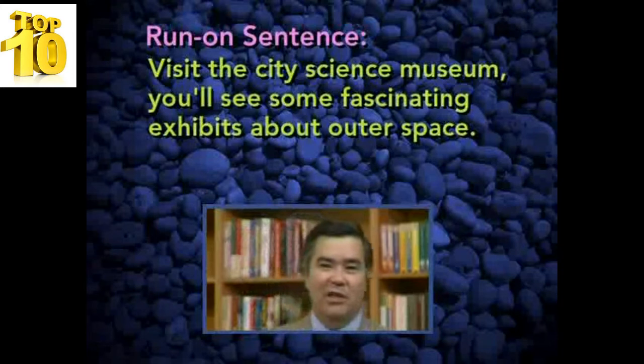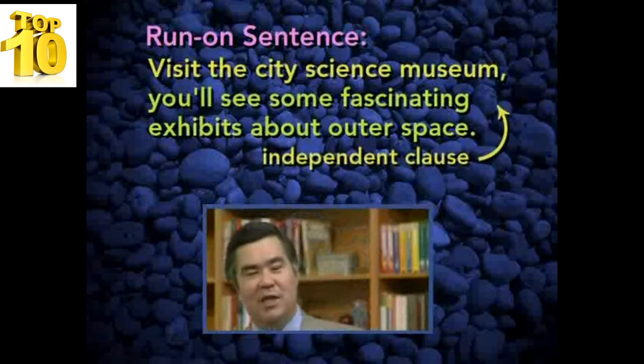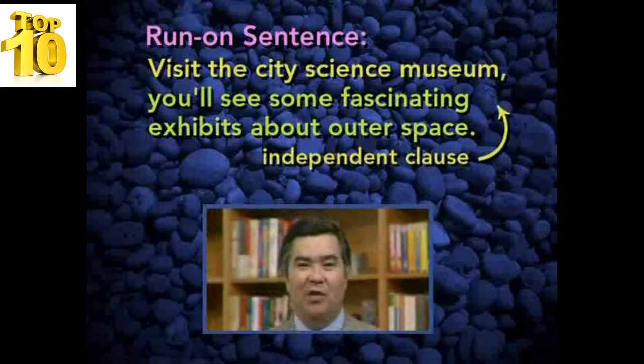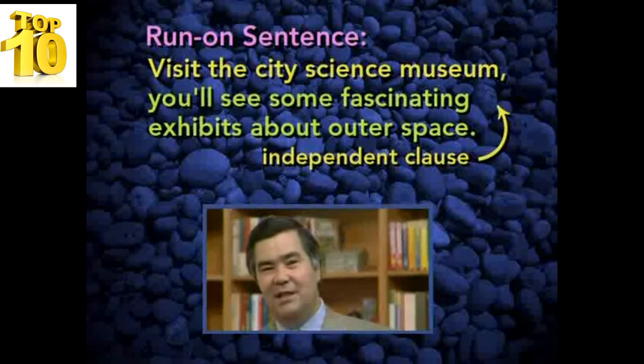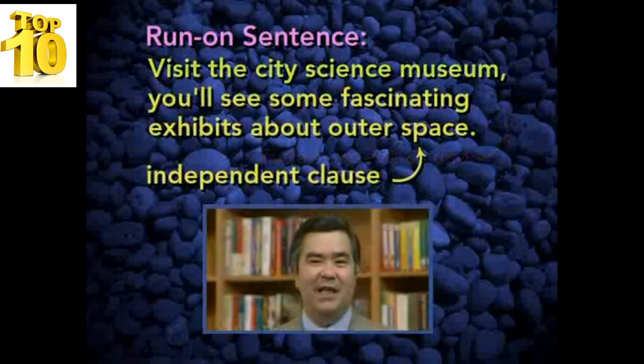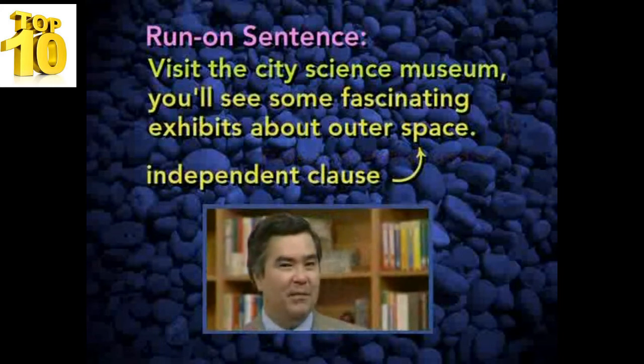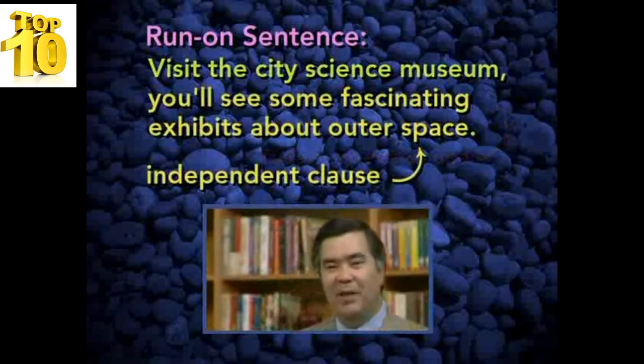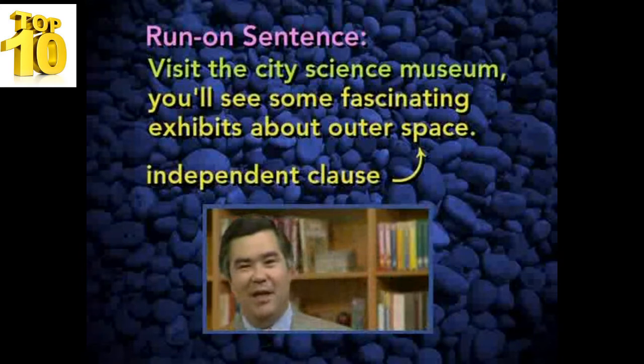Here we have two clauses. Visit the City Science Museum. That's an independent clause, and it could stand alone as a sentence. Then we have another clause. You'll see some fascinating exhibits about outer space. What's the subject and the verb in each of these clauses, by the way?